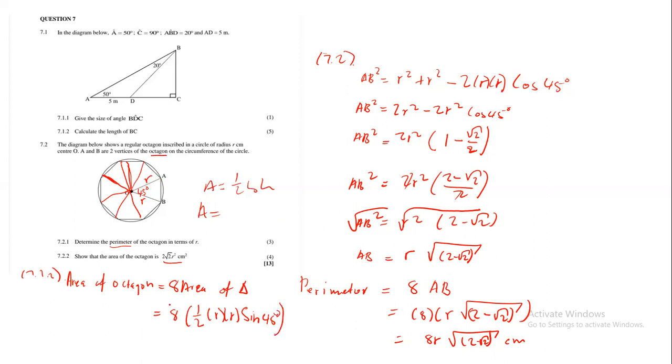Okay? So let us work this out. I'm going to multiply this together. So I'm going to say 8 multiplied by half is most definitely 4, multiplied by r multiplied by r, which is most definitely r squared. And therefore, what is sine 45 degrees? Just punch it on your calculator.